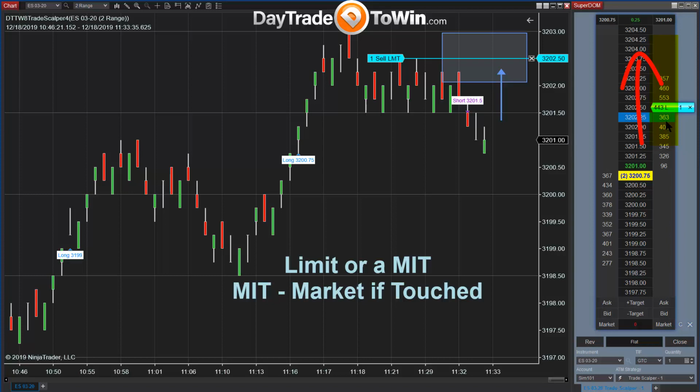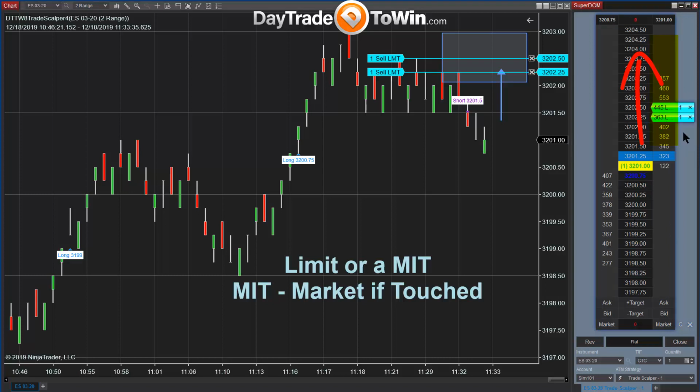If I instead wanted to use a market if touched order, which would look like this, in green here, MIT, this would mean I want to get filled as soon as it touches that price, convert it into a market order. Both work in the same way. It has to move up and retrace back up to these orders to be filled.